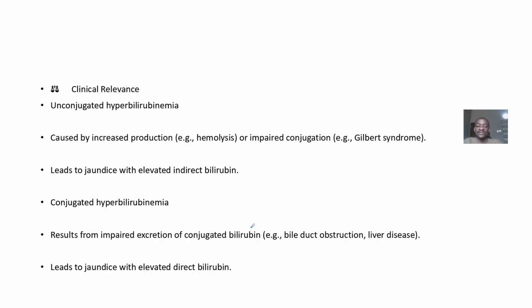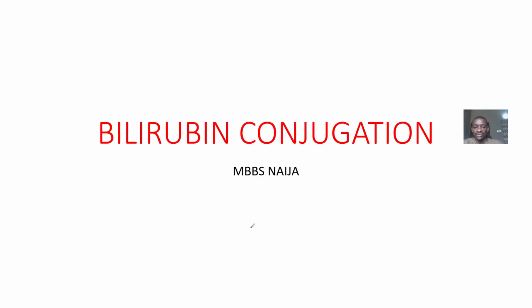So, clinical relevance: if bilirubin is not able to be conjugated, you have what? Unconjugated hyperbilirubinemia. Then sometimes bilirubin can be conjugated but is blocked from being excreted. Thus you also have what? Conjugated hyperbilirubinemia. All right, so all of that is what is all around bilirubin conjugation.